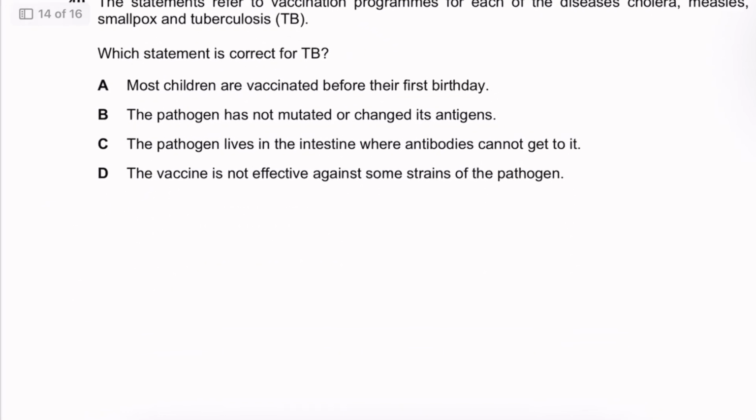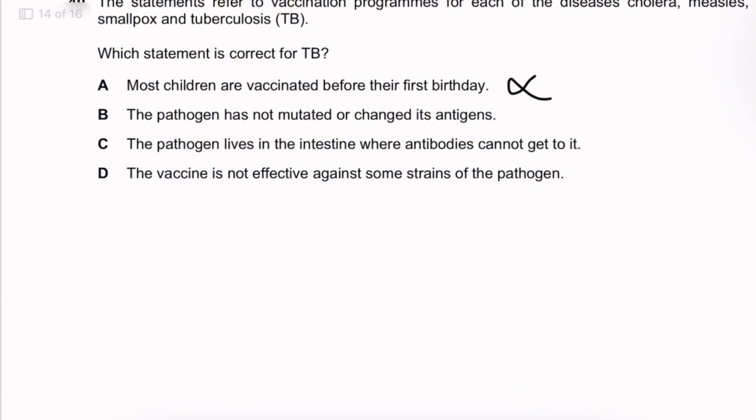The statements refer to vaccination programs for each of the diseases: cholera, measles, smallpox, and tuberculosis, TB. Which statement is correct for TB? Most children are vaccinated before their first birthday. Actually, I don't think so. Not everyone is vaccinated for TB. It depends on where you live and the conditions in which you live. So no, usually they're not vaccinated before their first birthday.